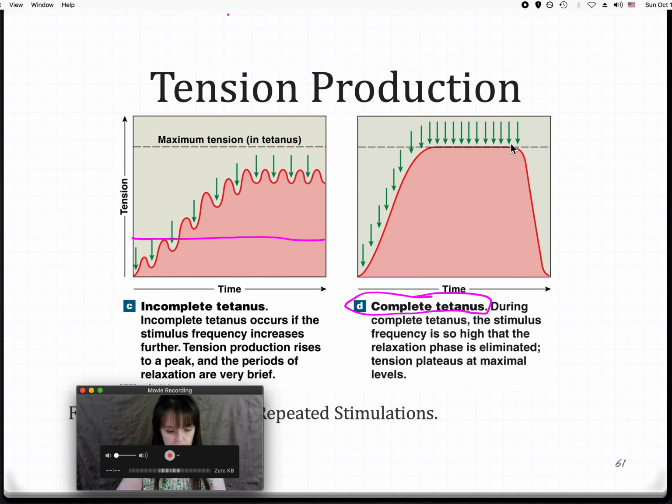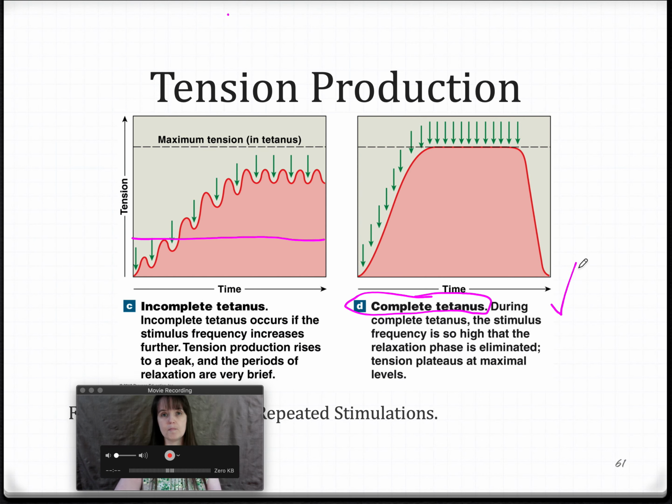Did I say all the words on the note set? In complete tetanus, a skeletal muscle is continually stimulated before any relaxation phase can even begin. Not before it ends, but before it begins. Complete tetanus requires a higher stimulation frequency than incomplete tetanus and produces stronger contractions. So any muscle that you see moving is complete tetanus.